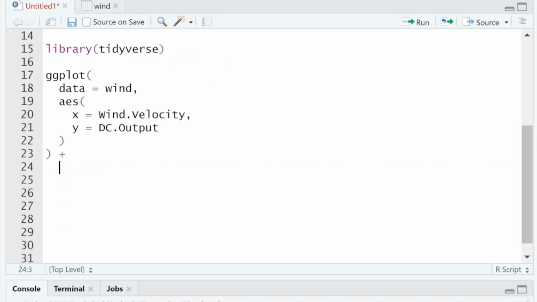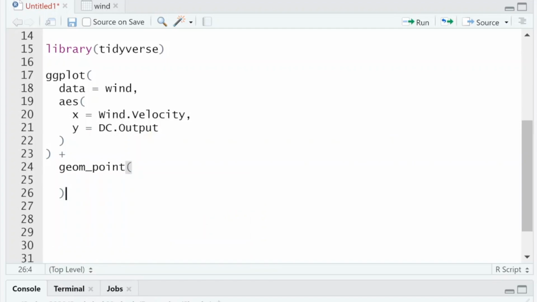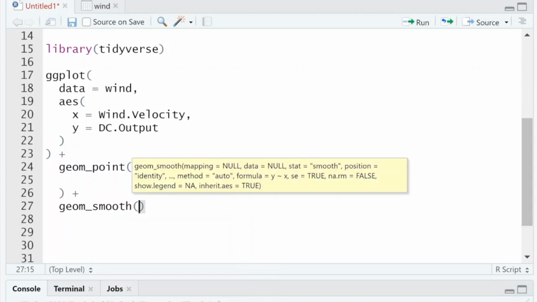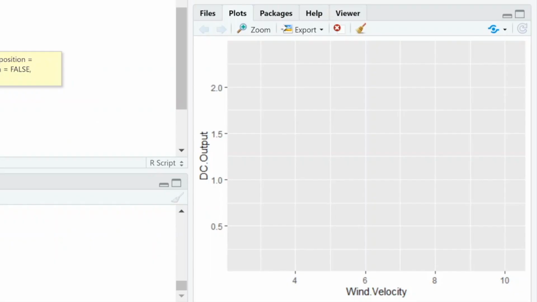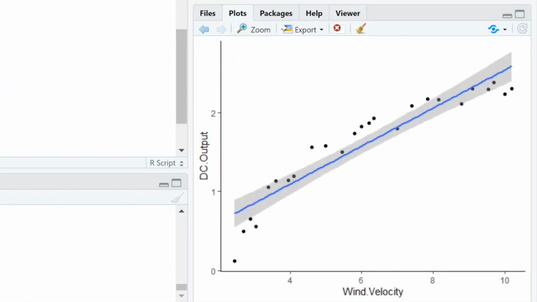So what we need to do is this geom_point, leave that blank, right? There's really nothing that needs to go in there, and then geom_smooth. And in this case, let's just see what a straight line looks like. Okay, here we go. And actually, let me get rid of this background here just to make it a little bit easier to look at.